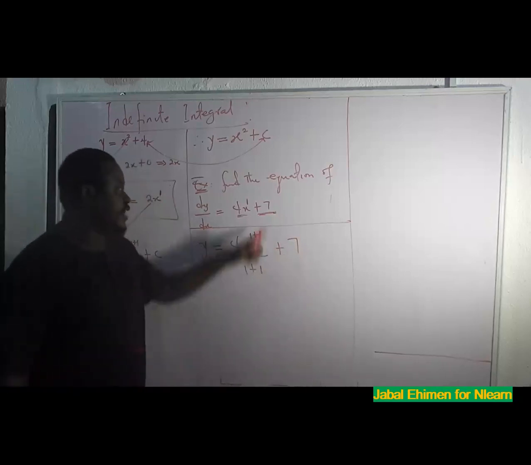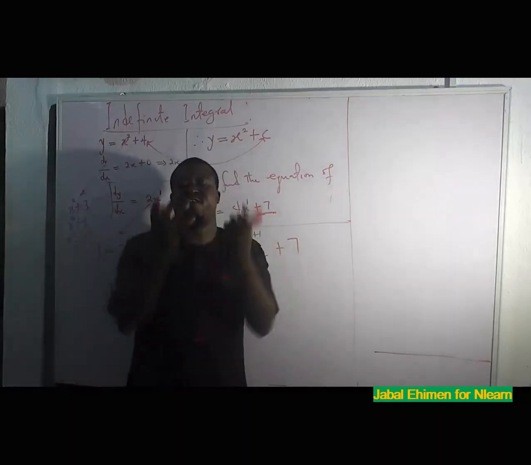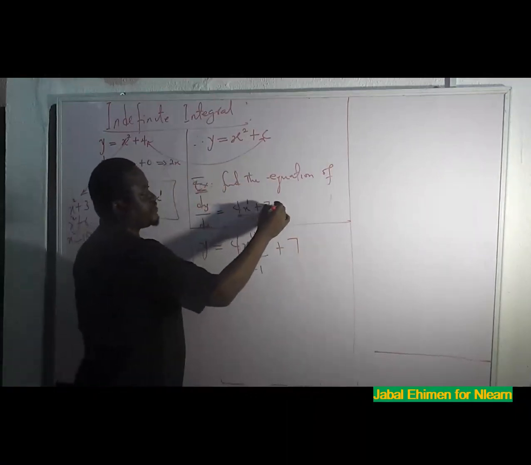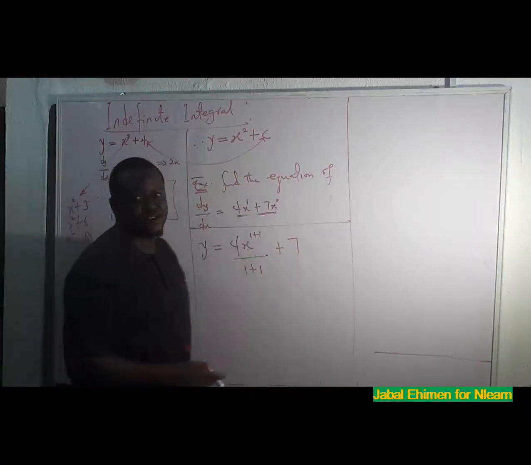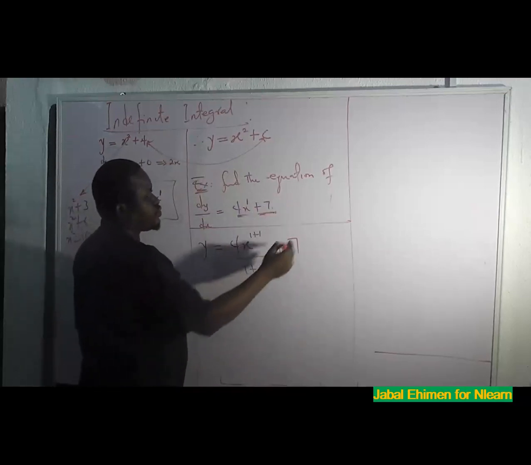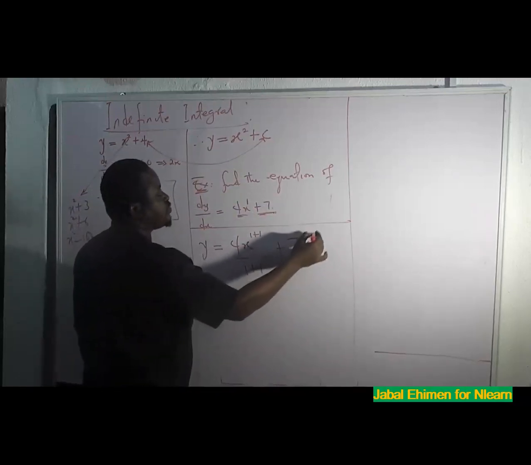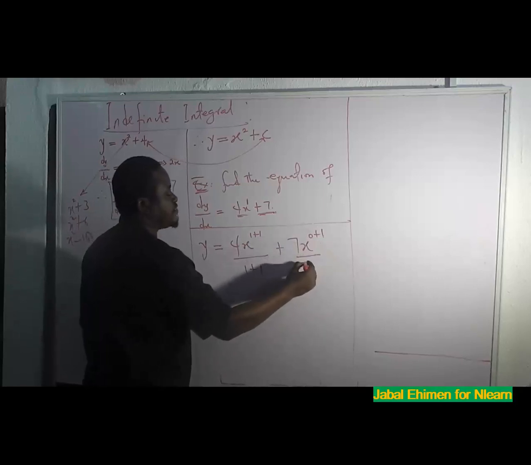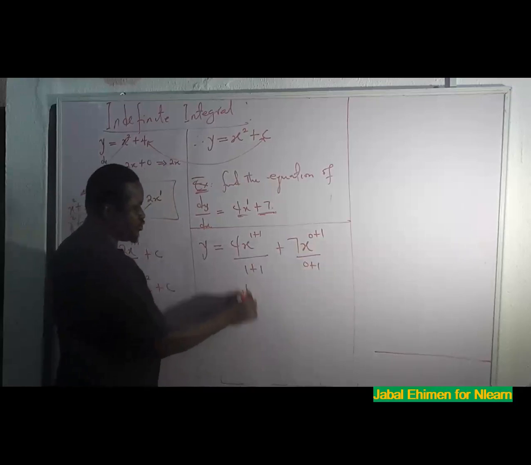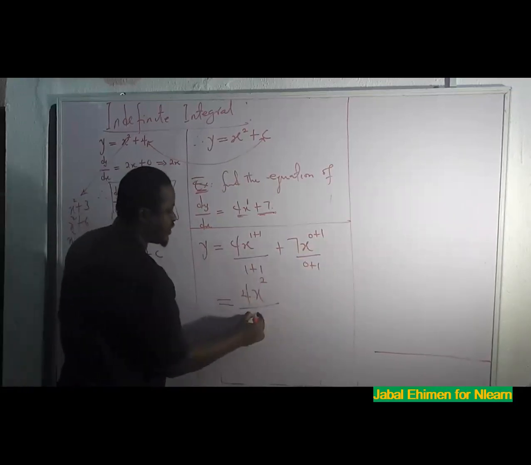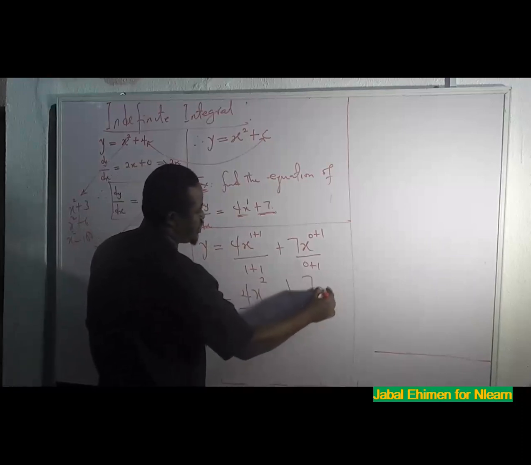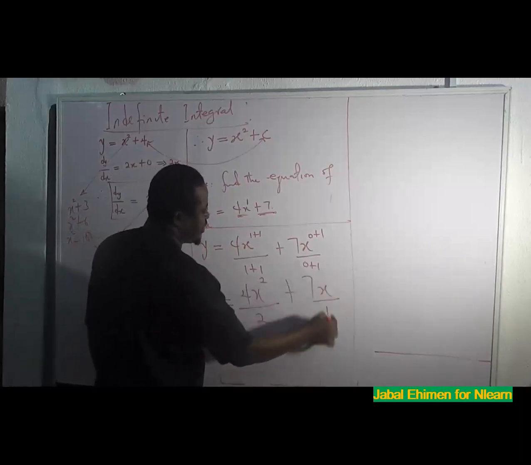Don't forget, the value is 7. There is a value of x at the back of 7, but it's just that it's invisible. The value of that is x raised to power 0. Anything raised to power 0 is still equal to 1. So that x raised to power 0 will come into play. You have x raised to power 0 plus 1 divided by 0 plus 1. So automatically that becomes 4x raised to power 2 divided by 2, plus 7x divided by 1.